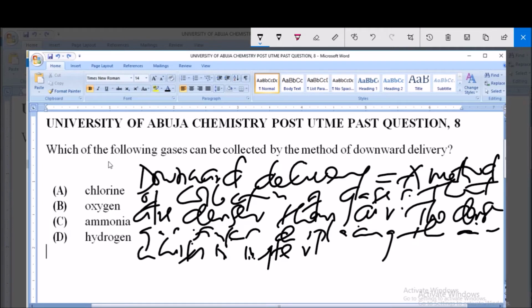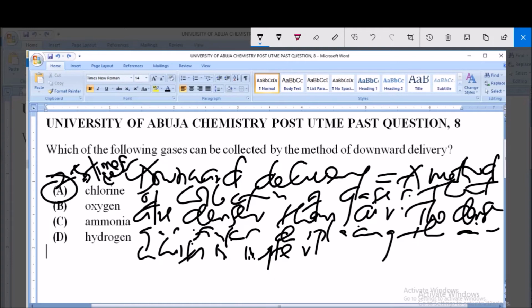Firstly, we have chlorine gas. Now, the chlorine gas is said to be 2.5 times denser than air. You agree with me that due to the weight or the heaviness of the chlorine gas, it will be very suitable to use the method of downward delivery. So, I tick chlorine.